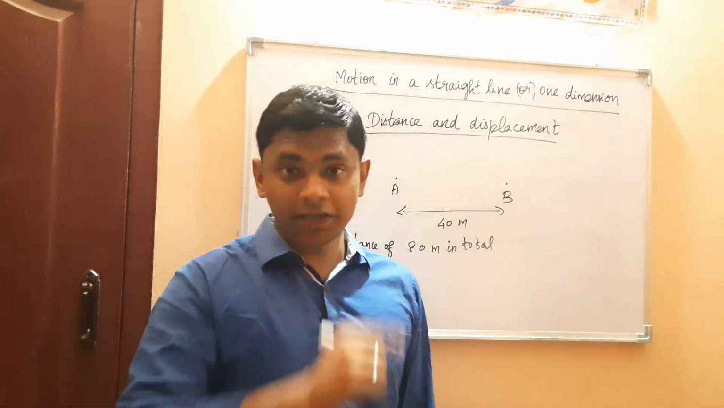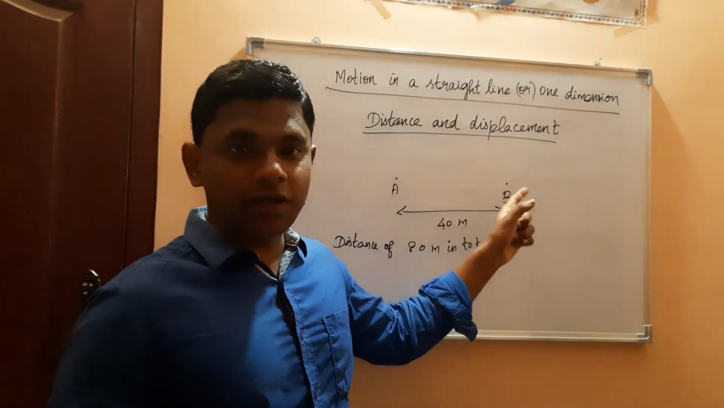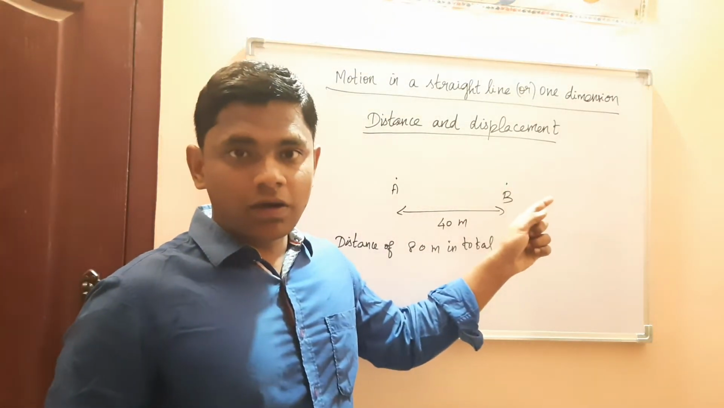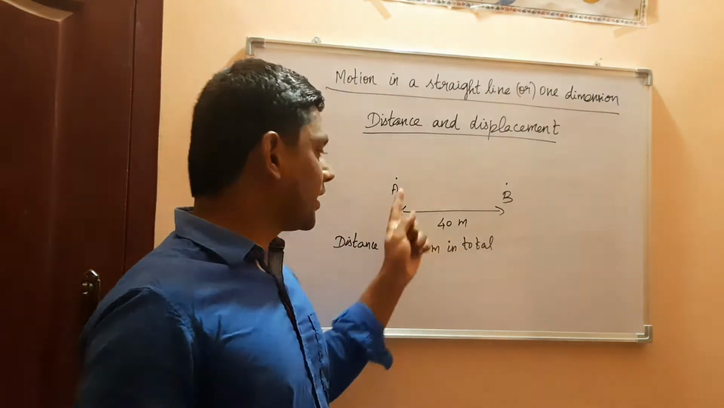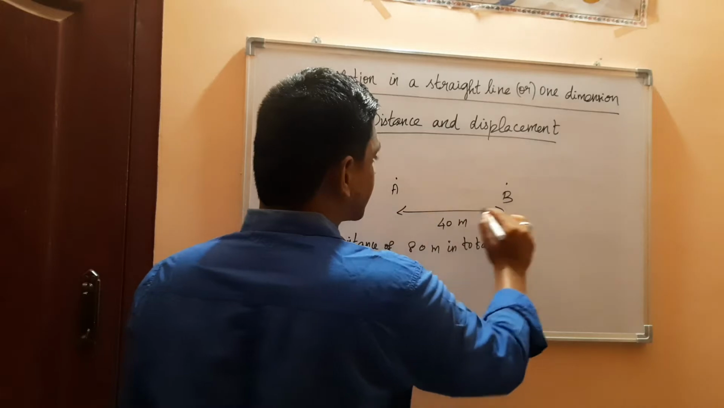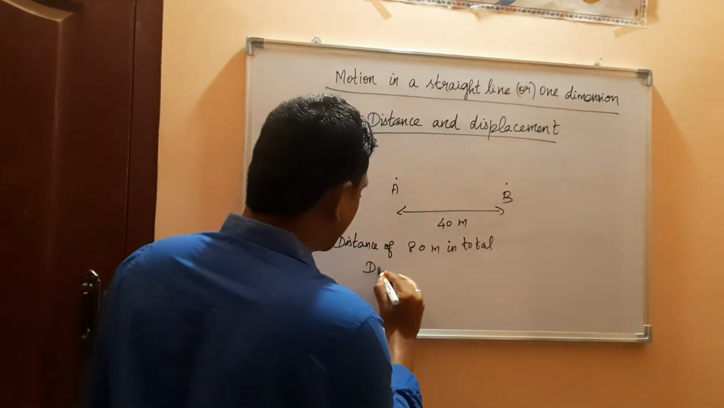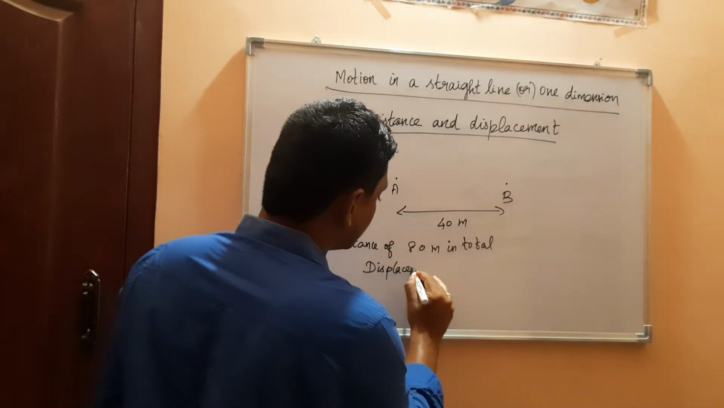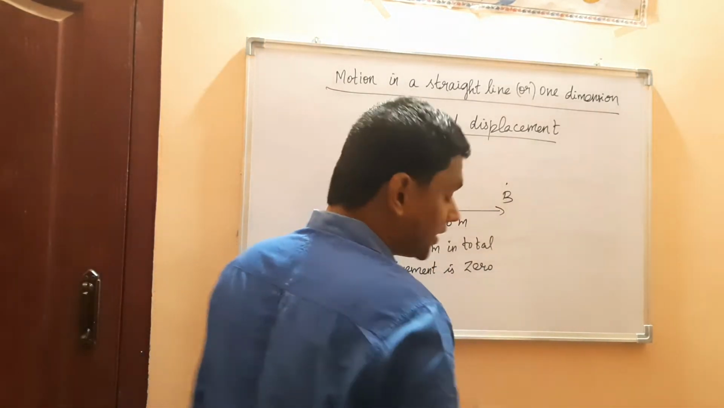But what is the displacement of the body? Since it has started from A to B, it has traveled in one direction. On going from B to A, it has traveled in exactly the opposite direction, but the same distance, 40 meters. That means, since the object has traveled 40 meters and another 40 meters in the opposite direction, its displacement is 0. Why is it 0?